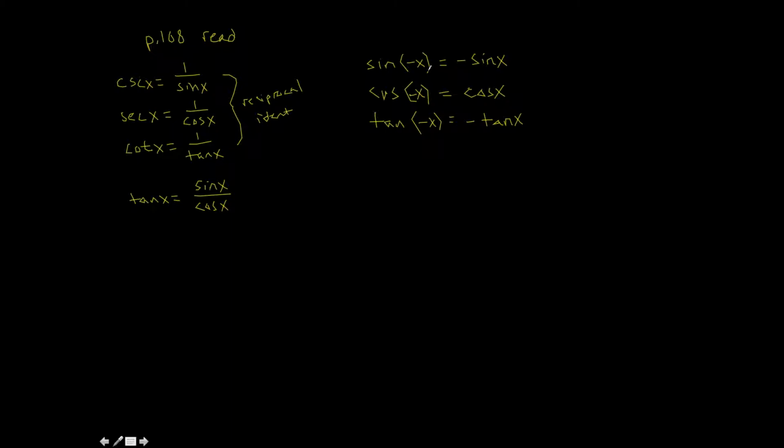We also have, and these are called negative identities. We also have something called the Pythagorean identity, and this is what it looks like. It's going to look very much like the Pythagorean theorem. Sine squared x plus cosine squared x equals 1. That's our Pythagorean identity.